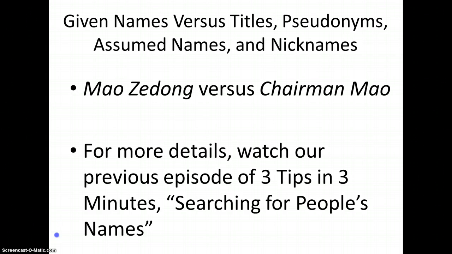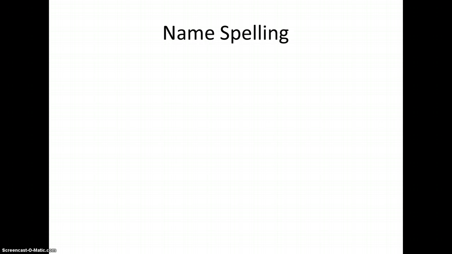Tip number 2. Consider variant name spellings. Names that originate in other alphabets can be very tricky. They are transliterated from one alphabet to another in an attempt to recreate the same basic sounds in that new alphabet. Now keep in mind, transliteration involves only converting a word into a different alphabet, but not actually translating its meaning into a different language.